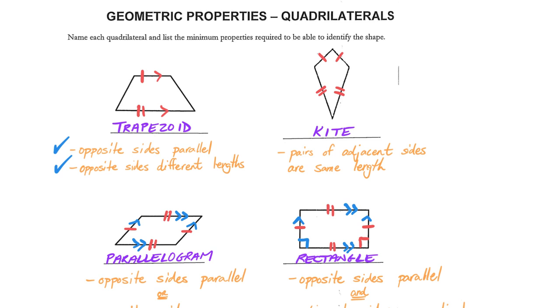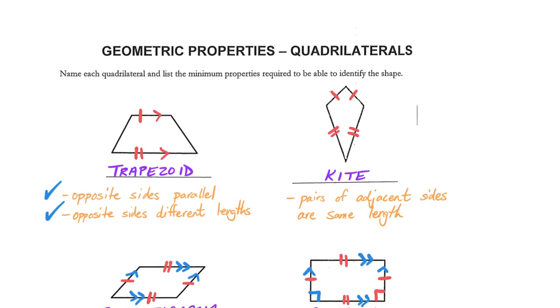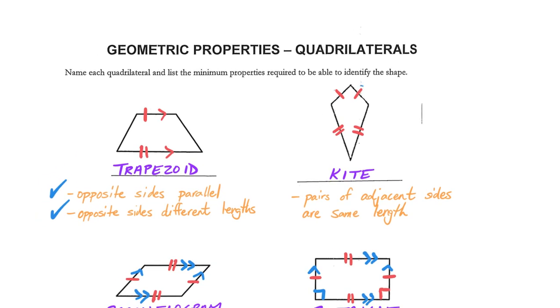Okay, now I want to turn our focus to the top right shape, our kite. To look at our kite, the way that we can only create a kite, look at the diagram and look at the side length markings, is if I have this side the same length as this side, and then this side the same length as this side. That would give me a kite.